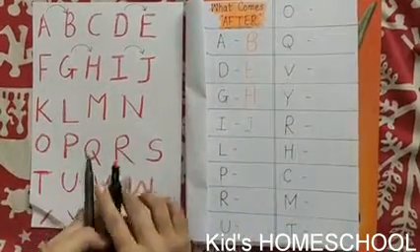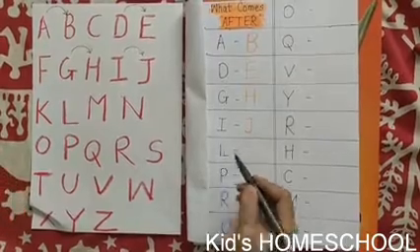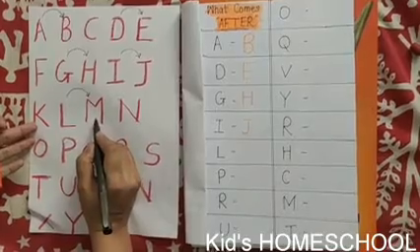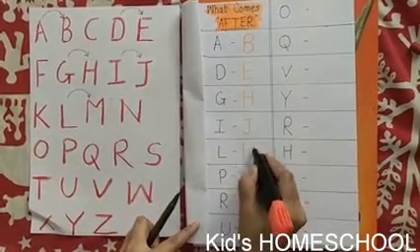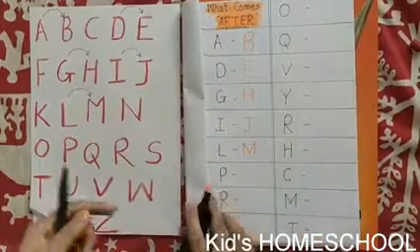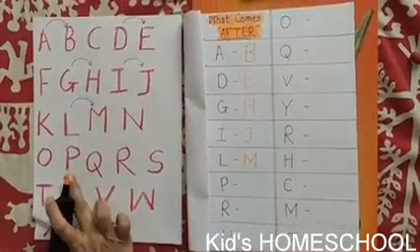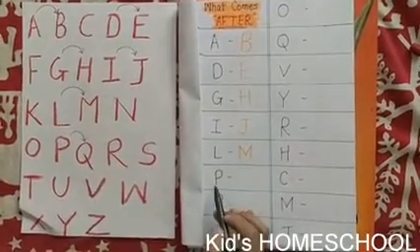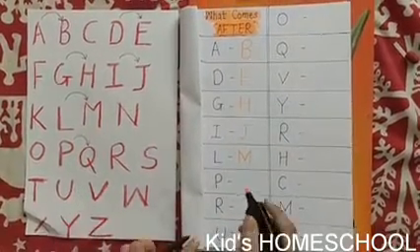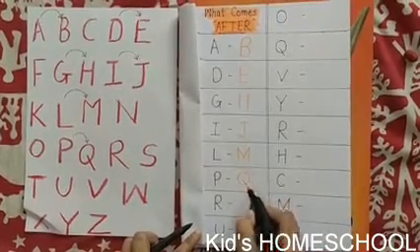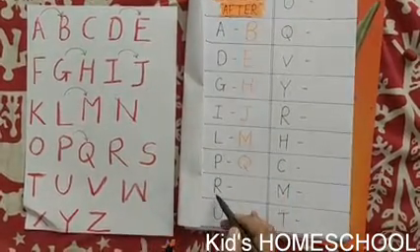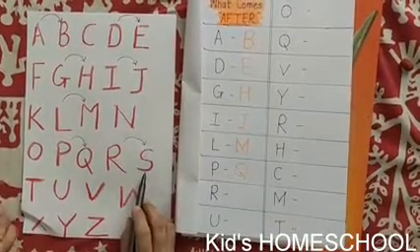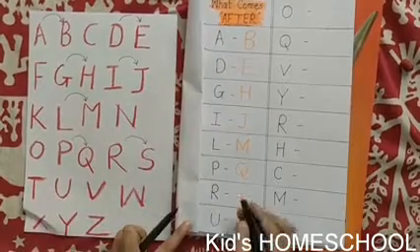Now what comes after L? Here is L. What comes after L? What is this? M. This is M. What comes after P? Where is P? Here. What is this? Q. We should draw here Q. Now this is R. Here is R. Then what comes after R? What is this? S. We have to draw here S.